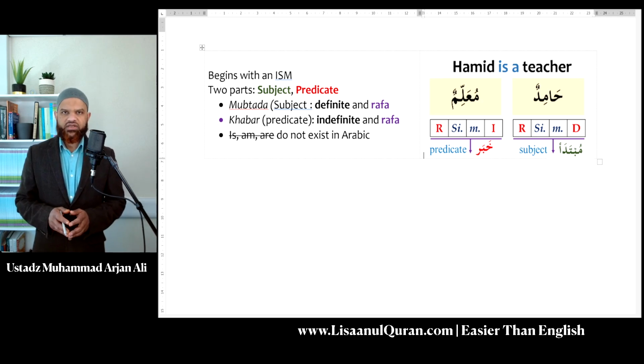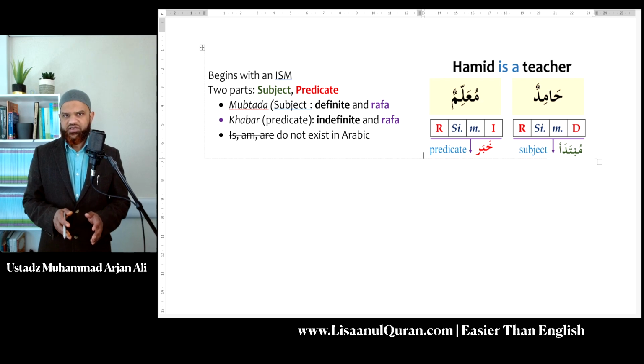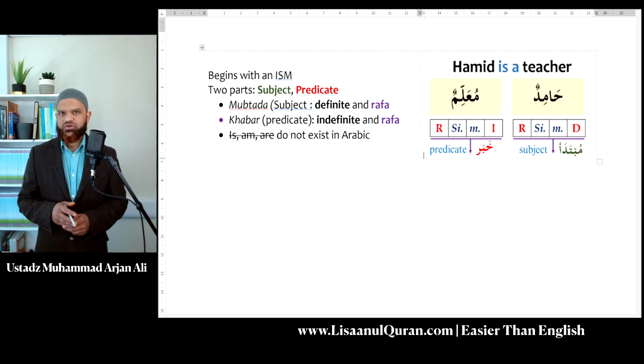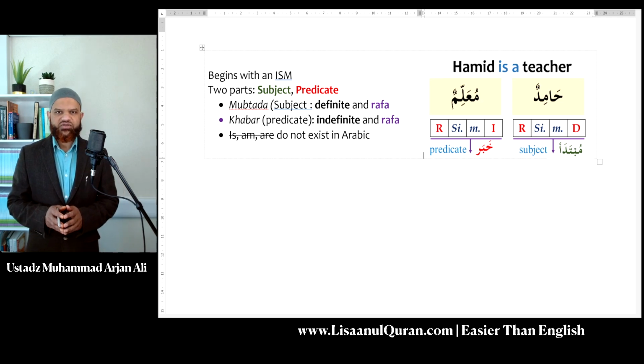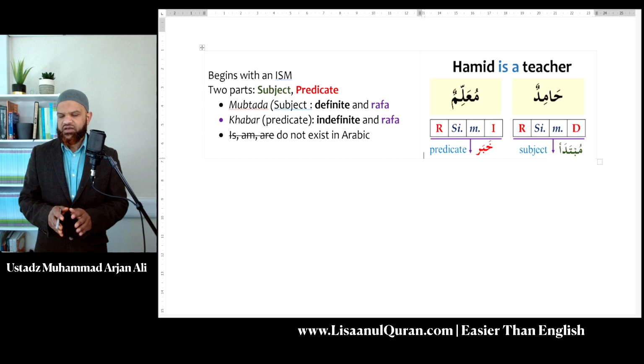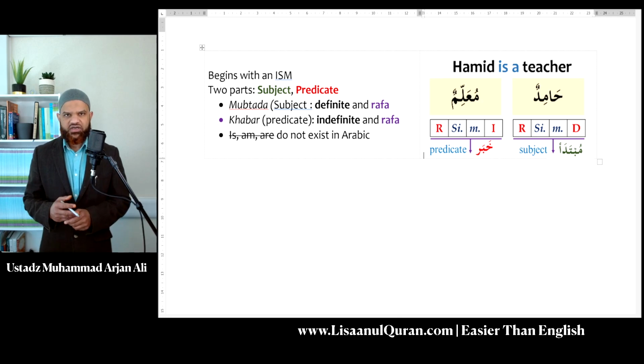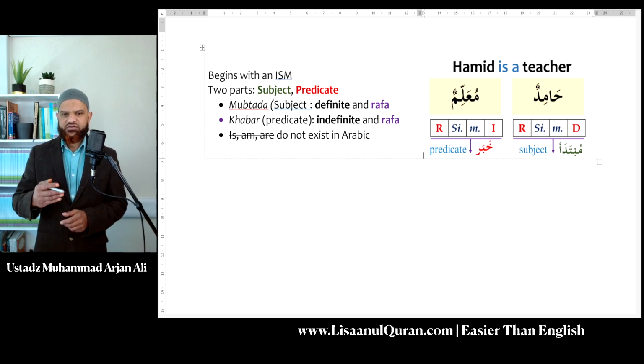There is no word in the Arabic language for is, am, or are. You need to put them in between the mubtada, the subject, and the khabar, the predicate, depending upon the rules of the English language. That is all the rules you need as far as learning to start using jumla ismiya, nominal sentences in Arabic. Inshallah, I'm confident you should now be able to recognize them and translate them correctly from Arabic to English.